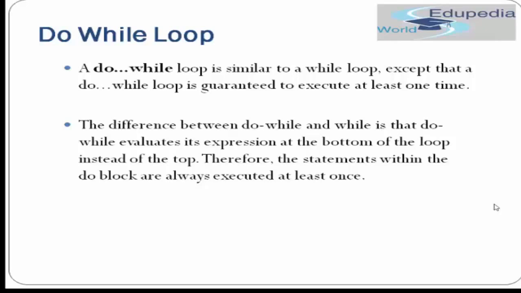In the case of a while loop, you notice that we are checking the condition first. If the condition is true, then we are executing it. But in do while, firstly we are executing the code block once. Once it's executed one time, then we are checking the condition. If the condition is true, then we are executing it for the second time and so on. But it is always executed once.